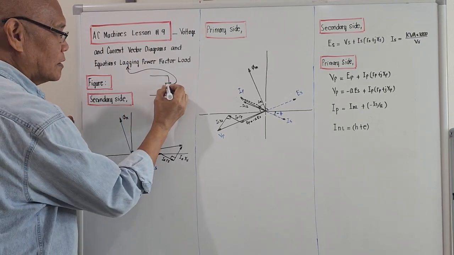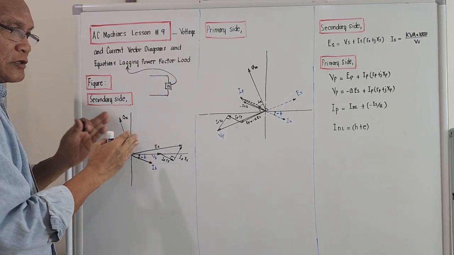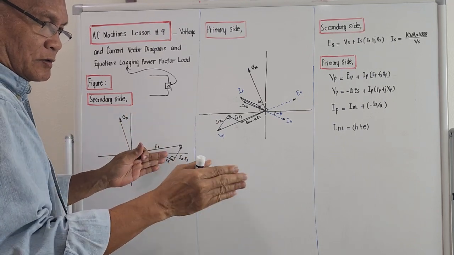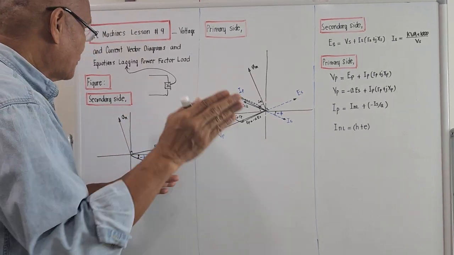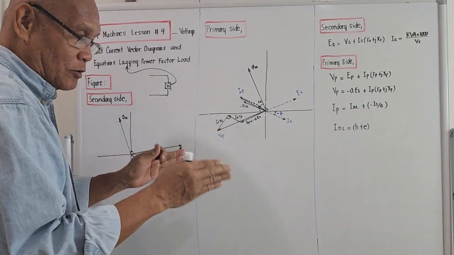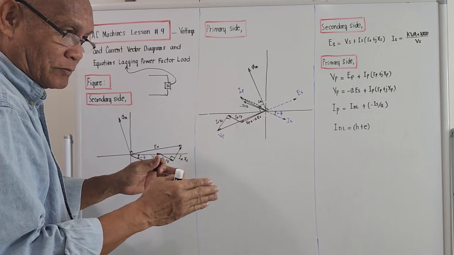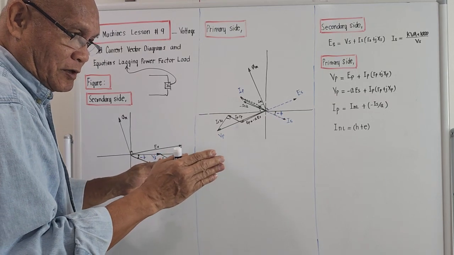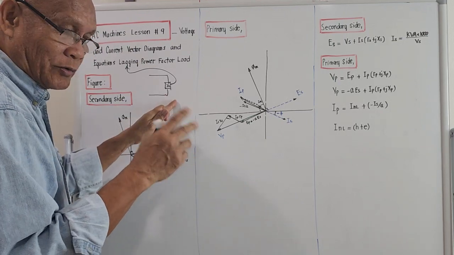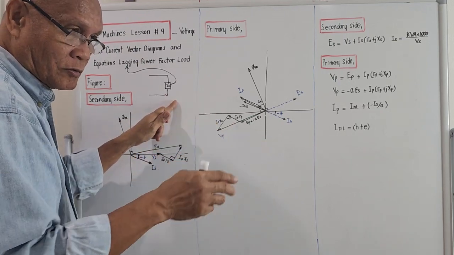I didn't place anymore the diagram for the primary and secondary. So the diagram from the previous lesson number 8 will still be the same. We are just continuing the discussion, but the difference now is that the last time around the power factor of the load was actually unity, meaning it's a pure resistance load.